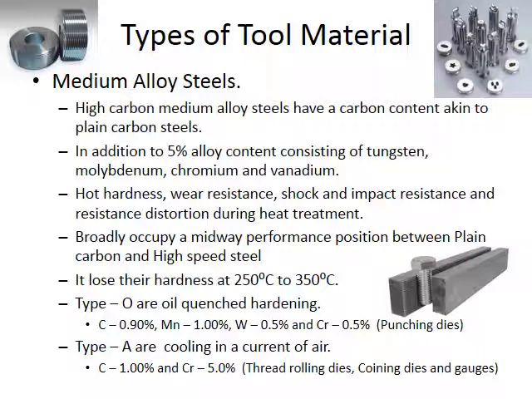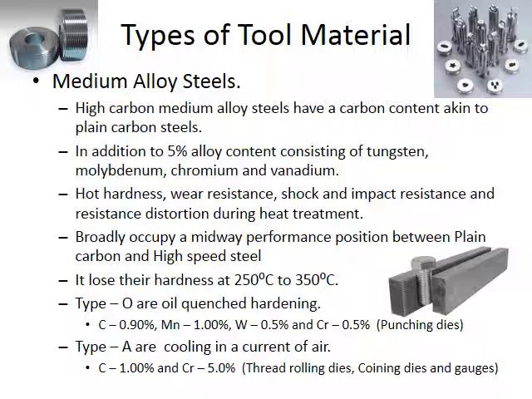Type O is oil quenched hardening. The carbon percentage is 90, manganese is 1, vanadium is 0.5, chromium is 0.5. Type A is cooling in a current of air. Carbon content is 100%, chromium is 5%. These are used for thread rolling dies, winding dies and gauges.